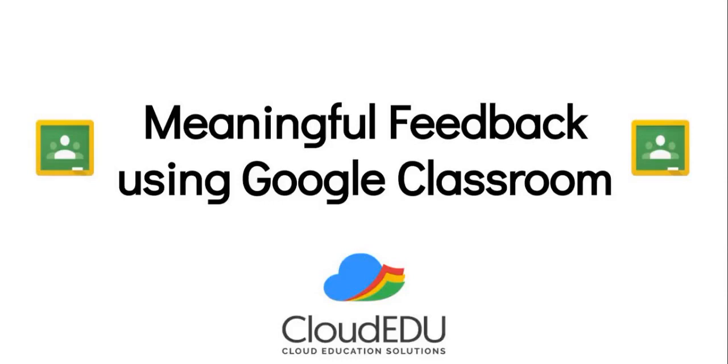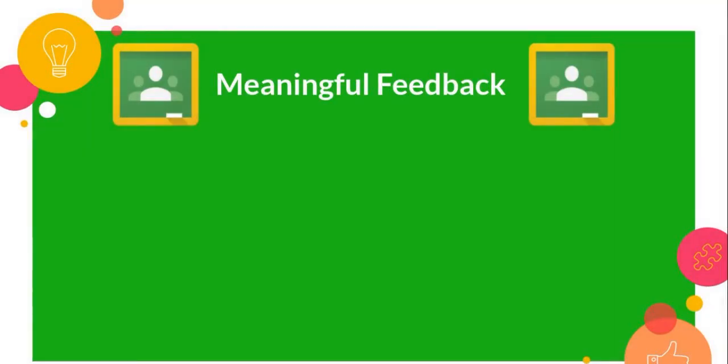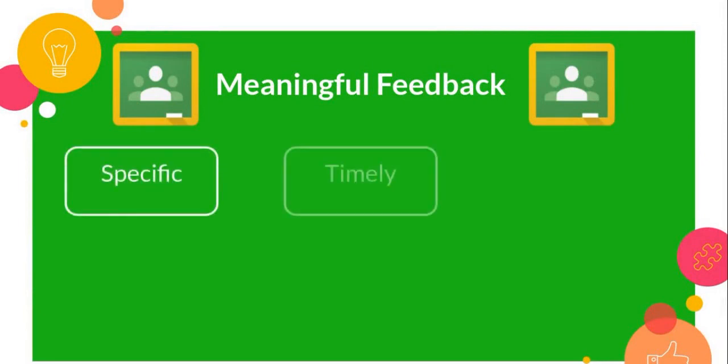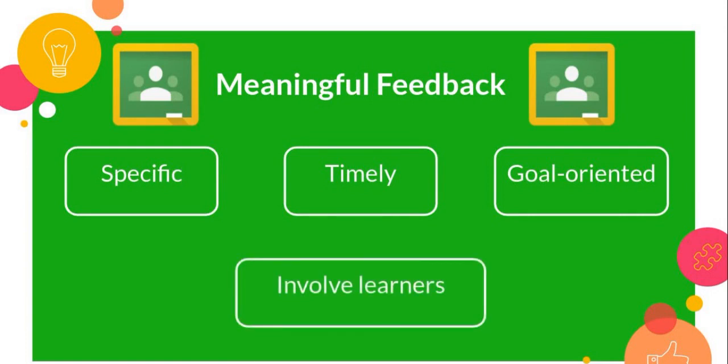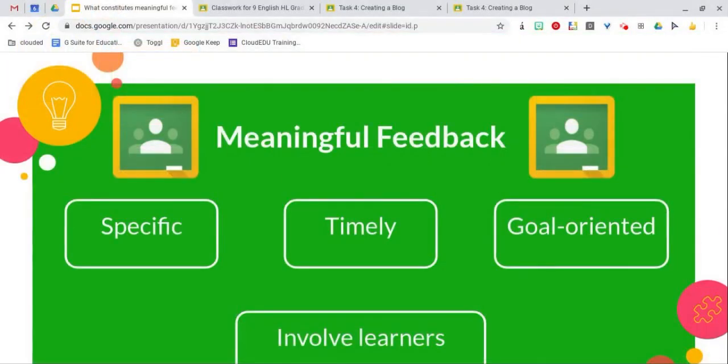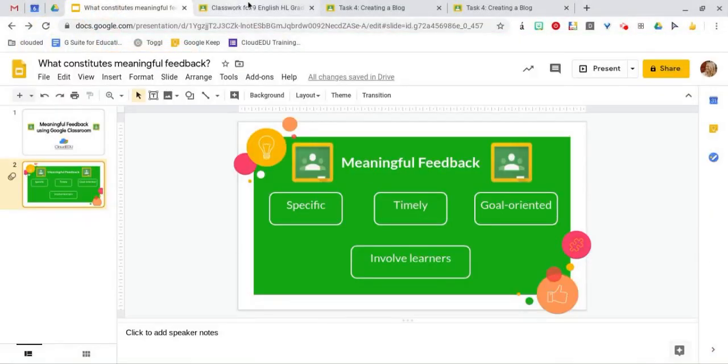Hi everyone. Today we're going to look at giving meaningful feedback using Google Classroom. In an ideal world, as teachers, we want our feedback to be specific so that learners know exactly how they can improve. We want to give this feedback as soon as possible. We want it to connect to a specific goal, to our assessment criteria, so that learners know where they are in relation to that goal. And we also want to involve our learners so that they engage with that feedback. So today I'm going to show you how Classroom helps us to find and construct this ideal feedback.